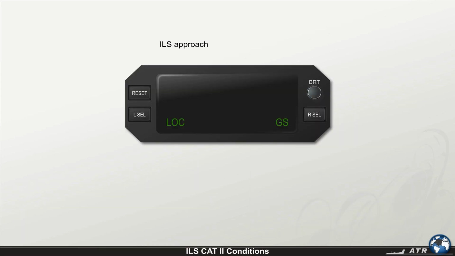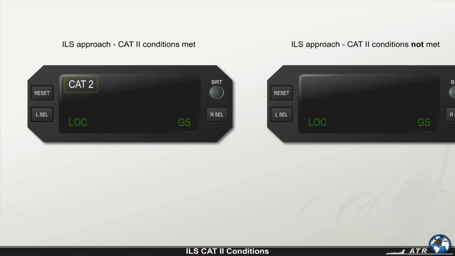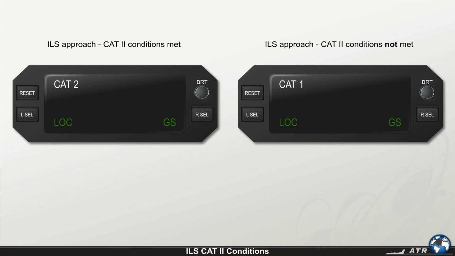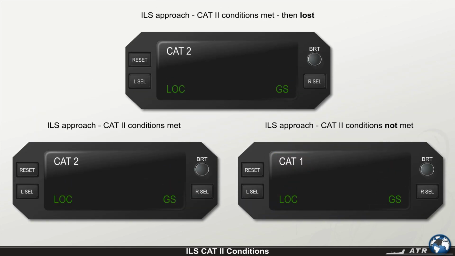During an ILS approach, and if all aircraft CAT II conditions are met, the crew is advised by a CAT II message displayed on the first line of the advisory display. If the conditions are not met, a CAT I message is displayed. In case Category 2 conditions were initially met and then lost, a CAT II invalid flashing amber message is displayed on the second line of the ADU. In addition, a 3-click RL warning is generated.